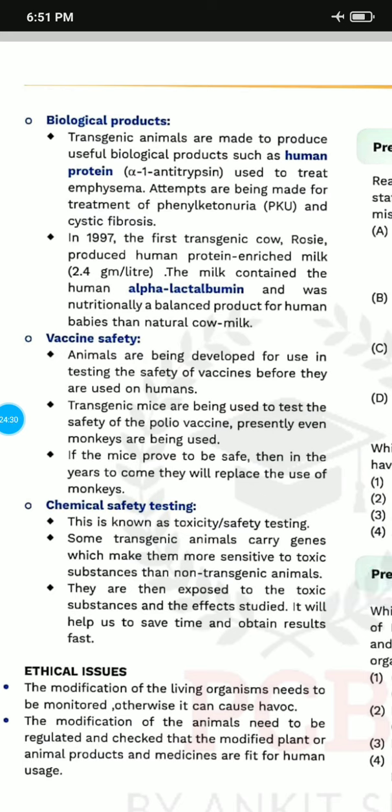For vaccine safety, animals are developed for testing. For example, transgenic mice are used to test the safety of the polio vaccine. If the mice are safe, then in the years to come this will replace the use of monkeys. It is done stepwise: firstly smaller animals, then larger ones, and then humans.